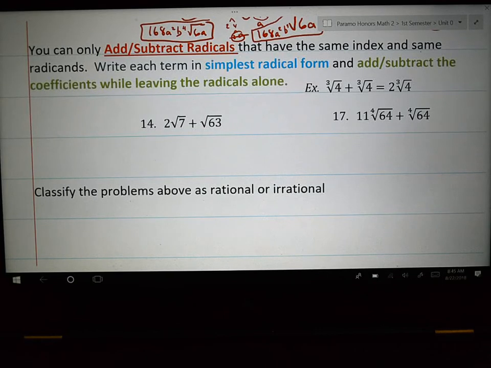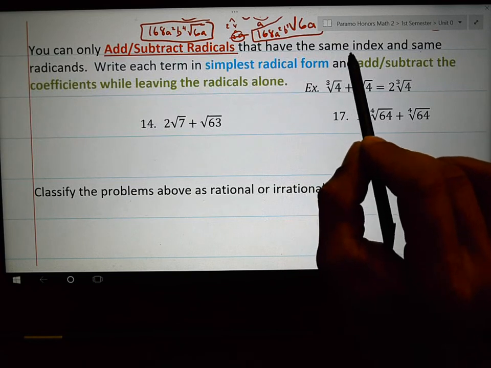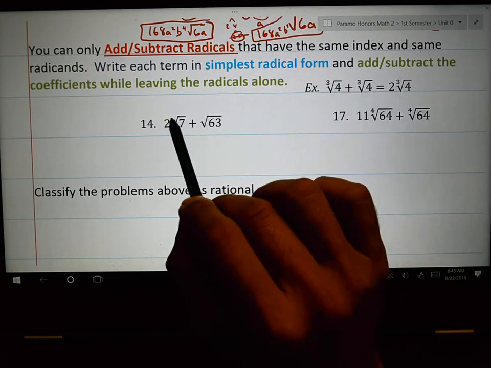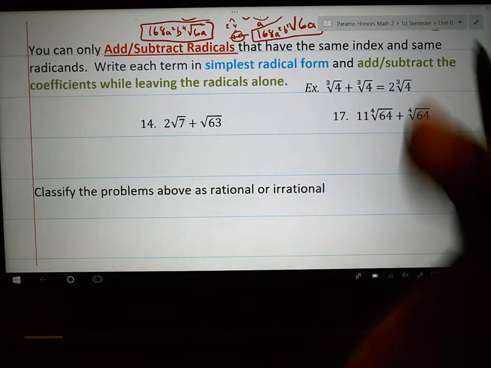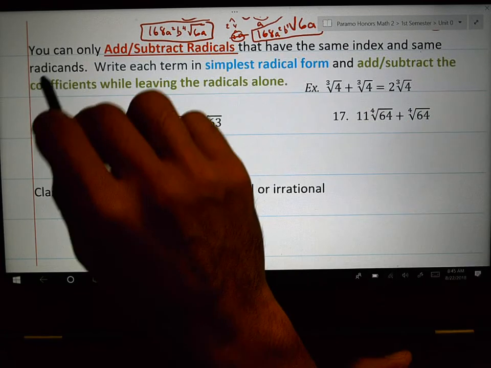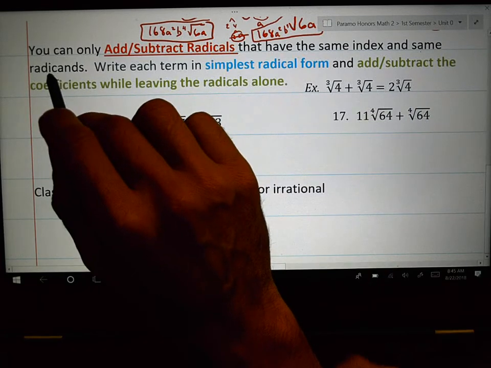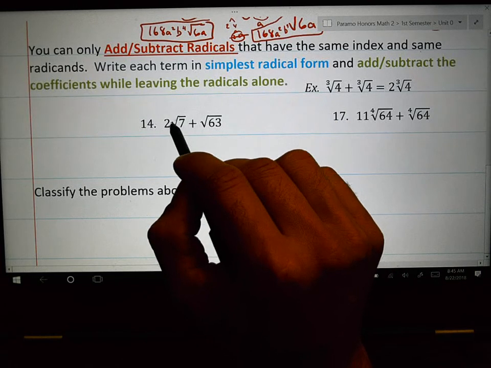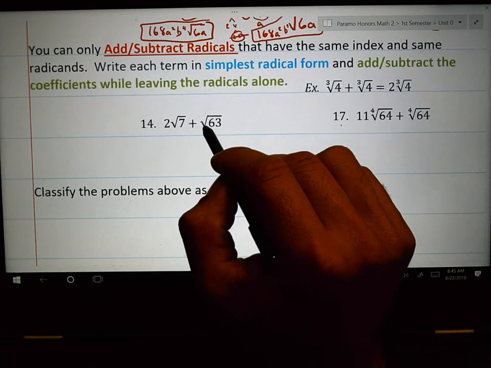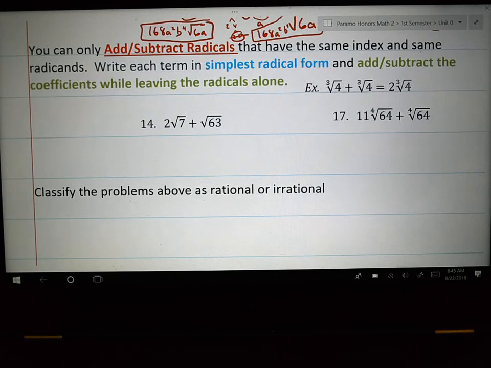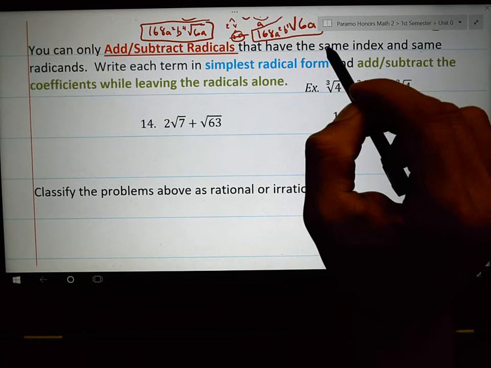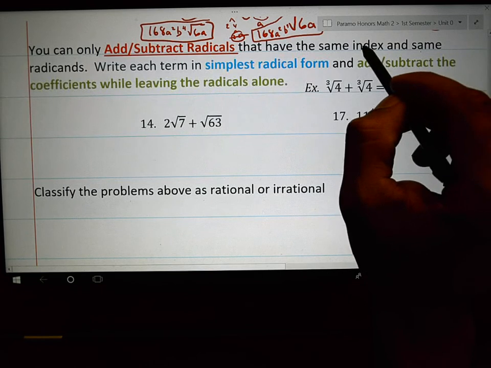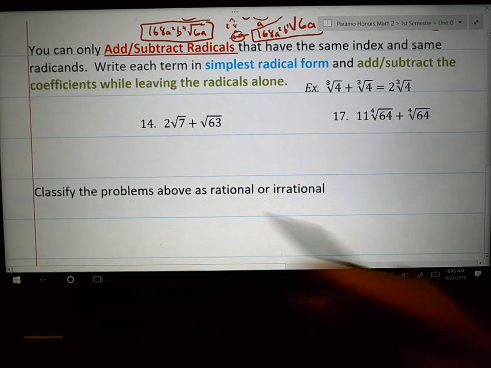When adding and subtracting, they have to have the same index. What does that mean? That means square roots can only be added to other square roots that are exactly the same. And it says same index and same radicands. That means radicands, that's a fancy word for what's inside the radical. Is root 7 the same as radical or root 63? No, those are different radicands. The same radicands would be root 7 and root 7, or root 63 and root 63. They have to have the same root, square root, and same radicands to be able to put them together.